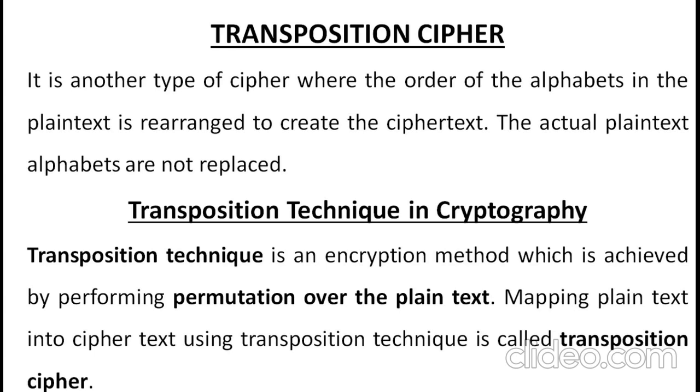So we have the technique, which is an encryption method, achieved by performing permutation over the plain text, mapping plain text into ciphertext using the transposition technique, which is called a transposition cipher. Now let us see what the different types of transposition techniques are.